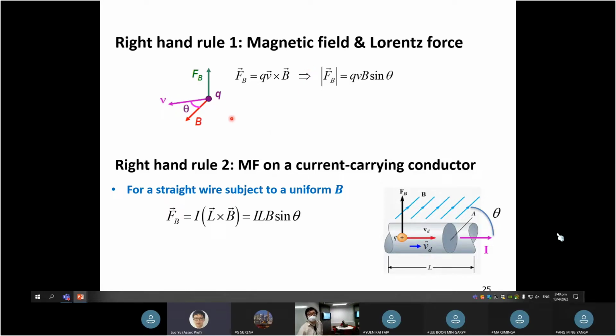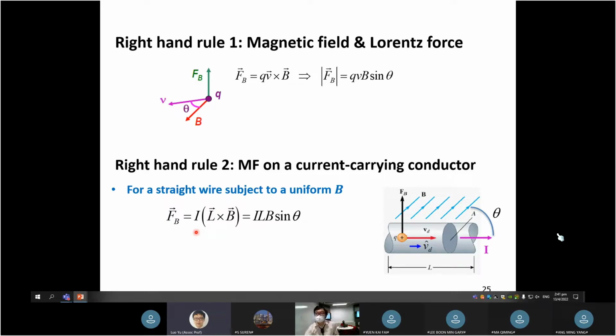The first 2 right-hand rules: the first one is the magnetic force acting on a moving charge. Index finger, Q times V. Middle finger, direction of the magnetic field. Then our thumb is the force. For the second right-hand rule, middle finger and thumb remain unchanged, which means thumb is still the force, middle finger is still the magnetic field. Now this QV will become I. That's the second right-hand rule, because this is always the direction of the current flow.